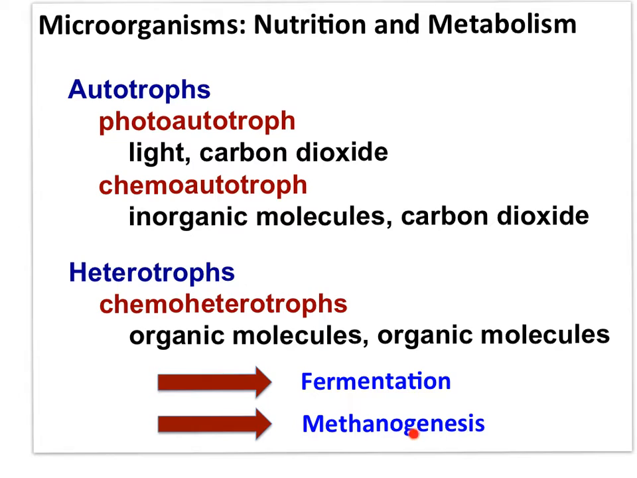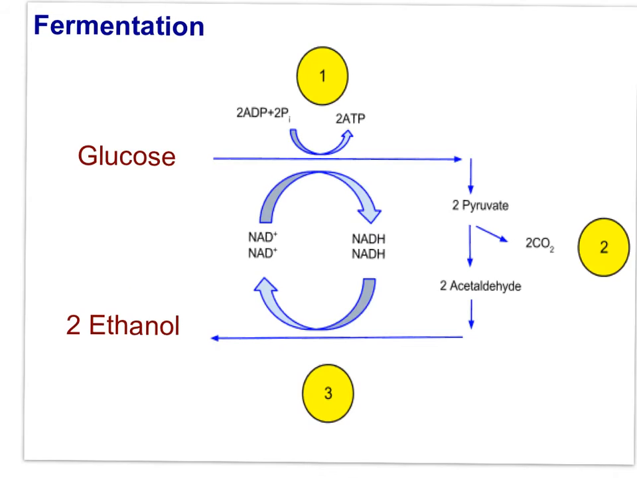Fermentation and methanogenesis both involve microorganisms that are chemoheterotrophs. Fermentation is one type of metabolism in which an organic molecule is degraded into a simpler substance. The term fermentation has been used in this unit to describe various metabolic reactions in which large organic molecules are broken down into simpler substances.